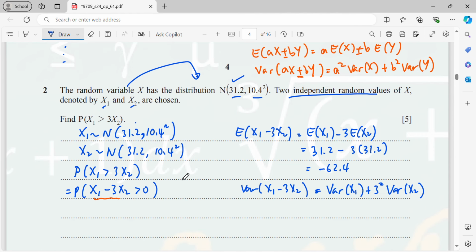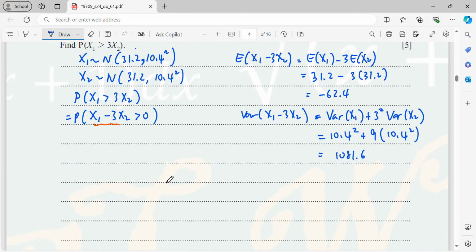Okay, so that is 10.4 squared plus 9 times 10.4 squared. So it's actually 10.4 squared, you multiply by 10. Then it will be 1081.6. Okay, so with this, I can write down my distribution. My mean is negative 62.5 and my variance is 1081.6. So I will calculate my probability based on this new distribution.